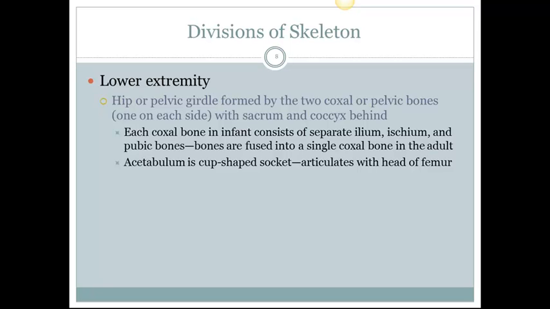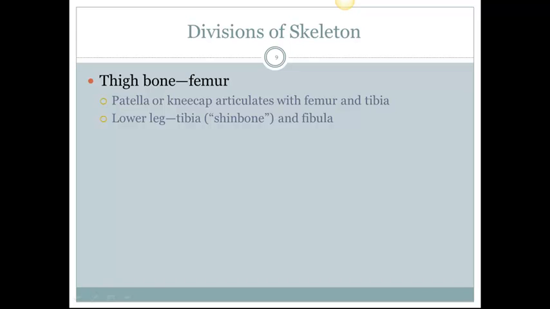The acetabulum is a cup-shaped socket which articulates with the head of the femur. We often call this our hip joint. The thigh bone, or the femur, which is the largest bone in our body, connects with the patella or the kneecap and articulates with the femur and the tibia. The lower leg consists of the tibia or the shin bone and the fibula. The fibula is a small bone that is non-weight bearing.